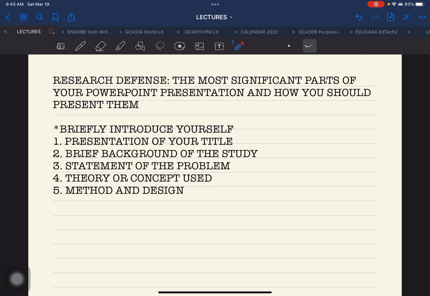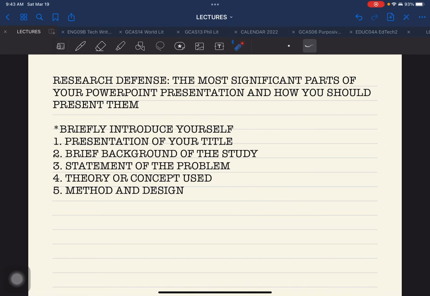So after that, the method and design used. The difference between the method and design. Make sure that you are familiar and specific in the presentation of the method and the design. There are two major methods used in research writing. That's quanti and quali. Quantitative and qualitative.